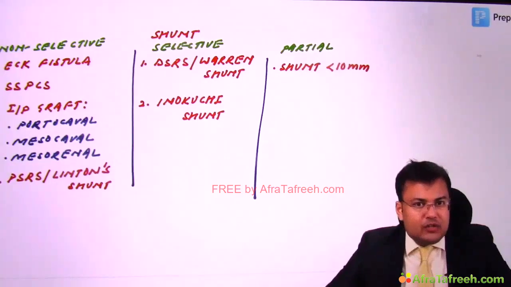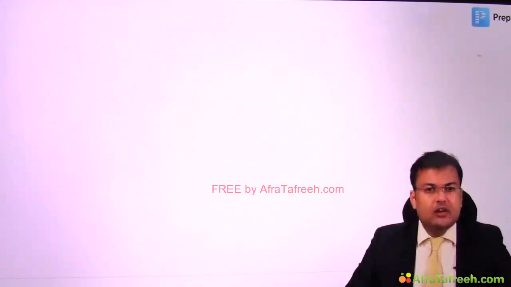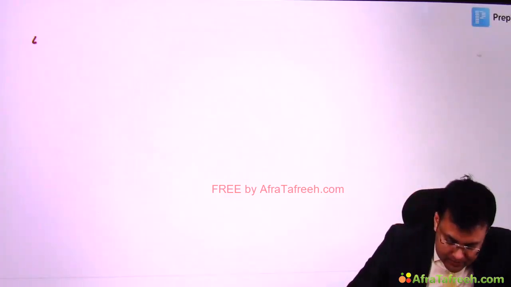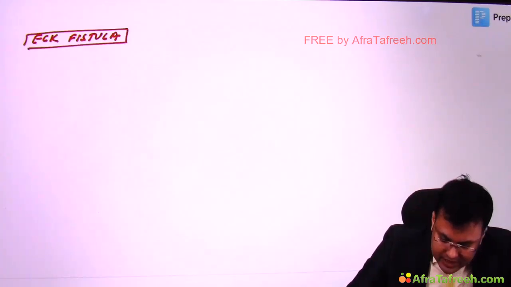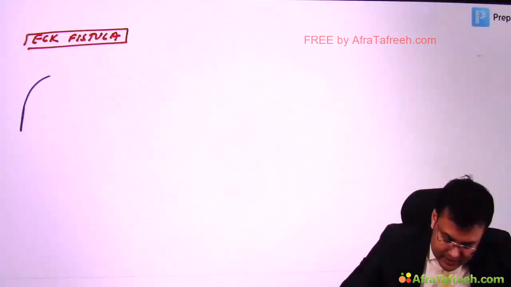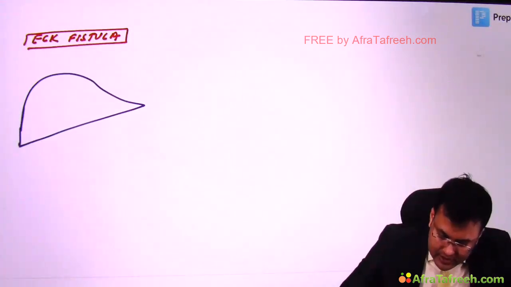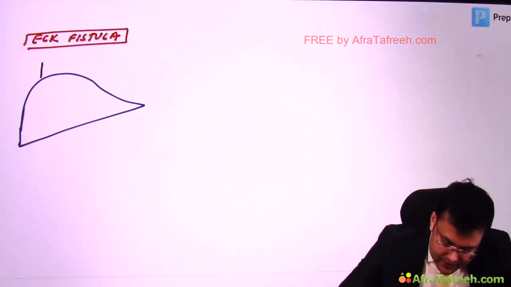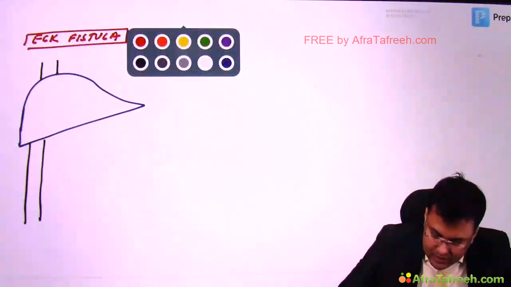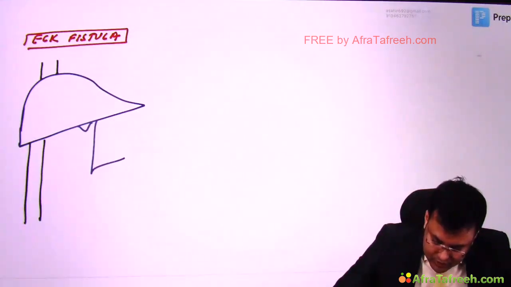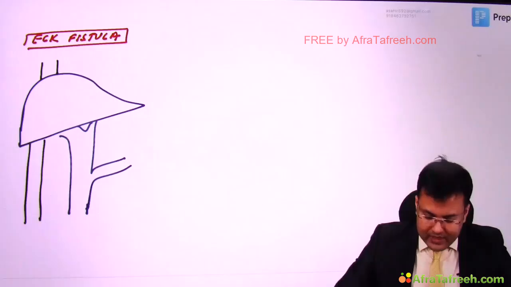One by one we are going to discuss. First of all, Eck fistula. See how we are going to create this Eck fistula. You can see this is the liver, right? And this black colored structure is inferior vena cava, this is IVC. And this blue colored structure is the portal vein.